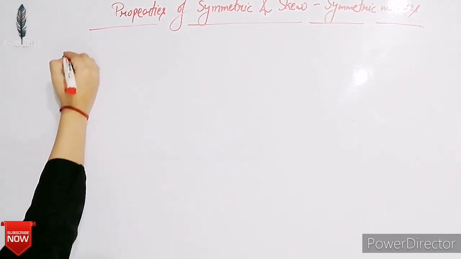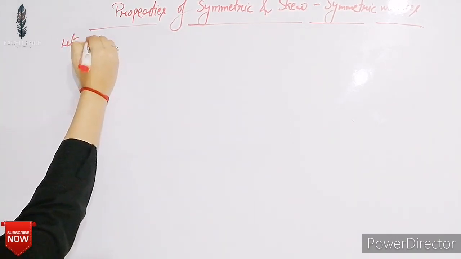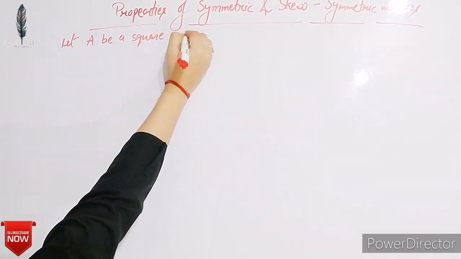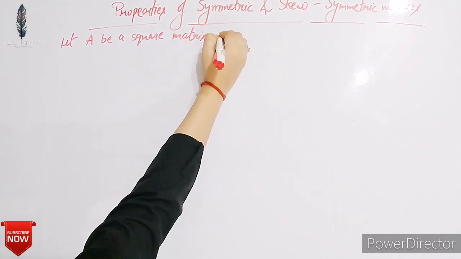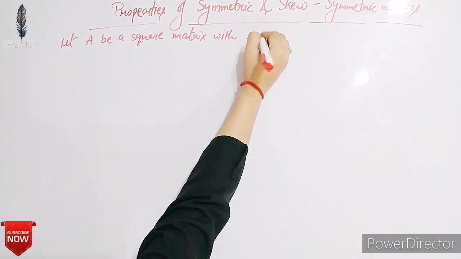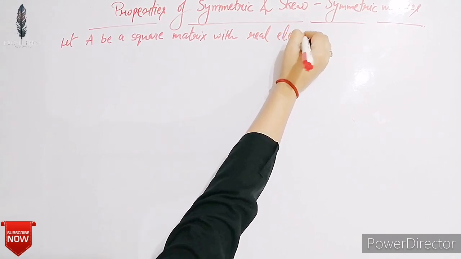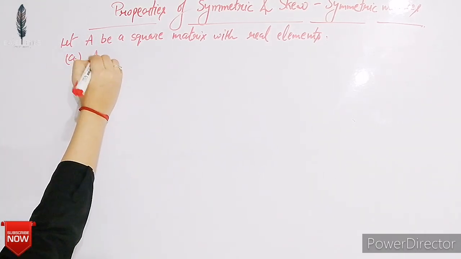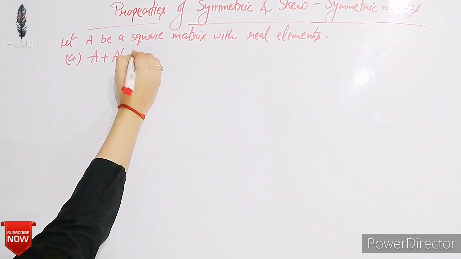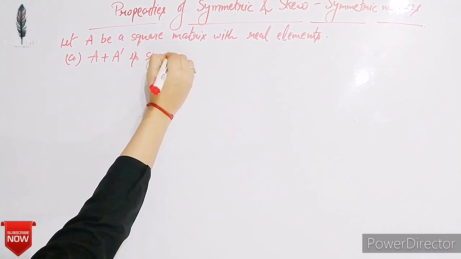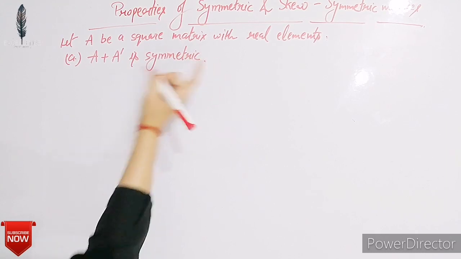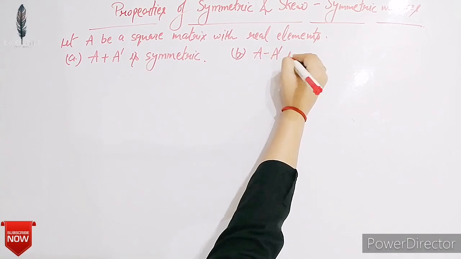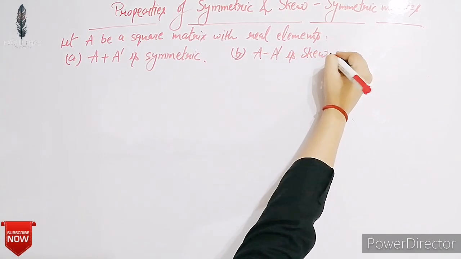Here we have three properties. Let's see the first. First property is, if A is a square matrix with real elements, then the first property that it satisfies is A plus A dash is symmetric. A plus transpose of A is symmetric. And the second is A minus transpose of A is skew symmetric.